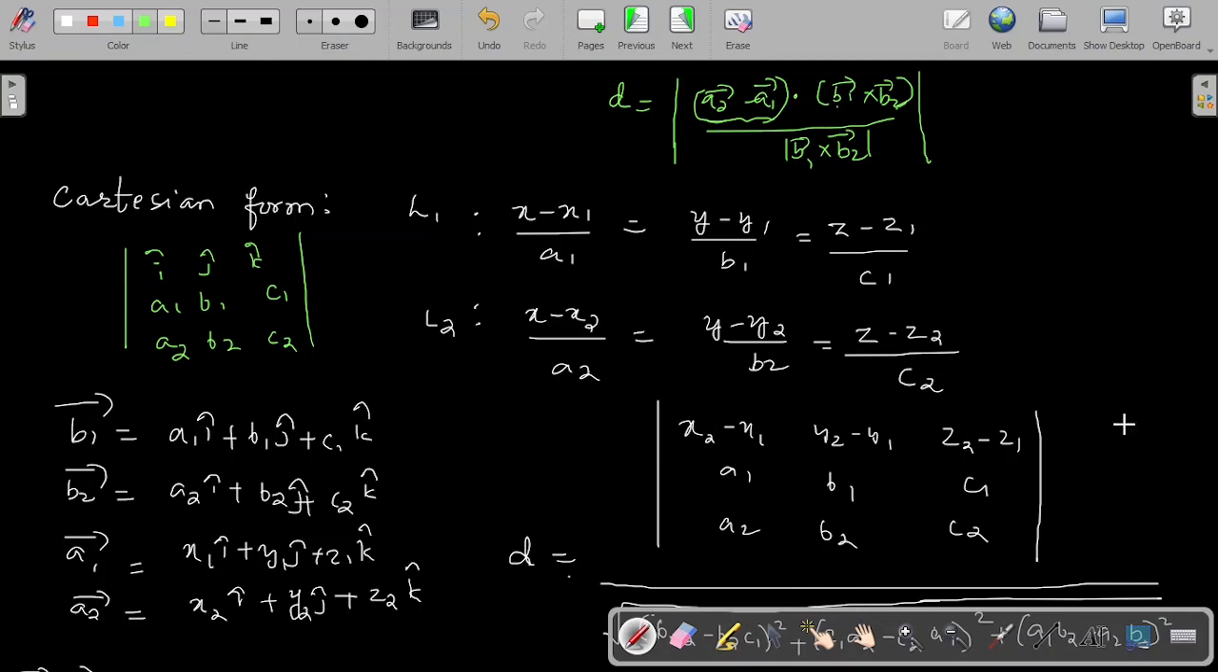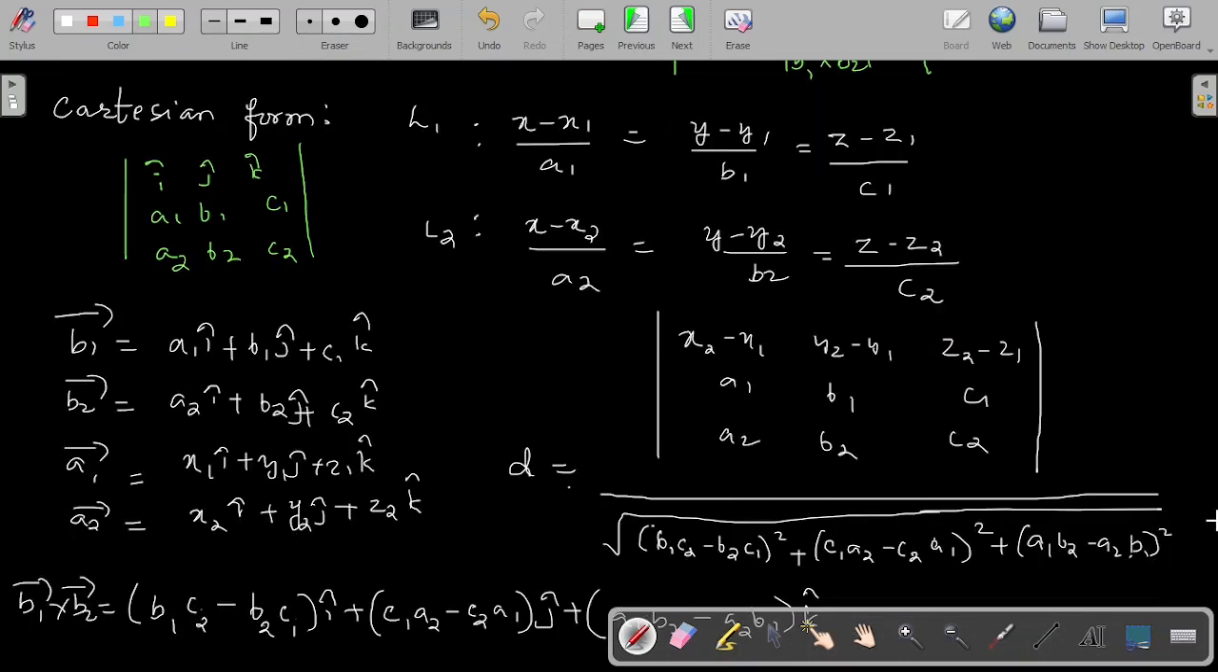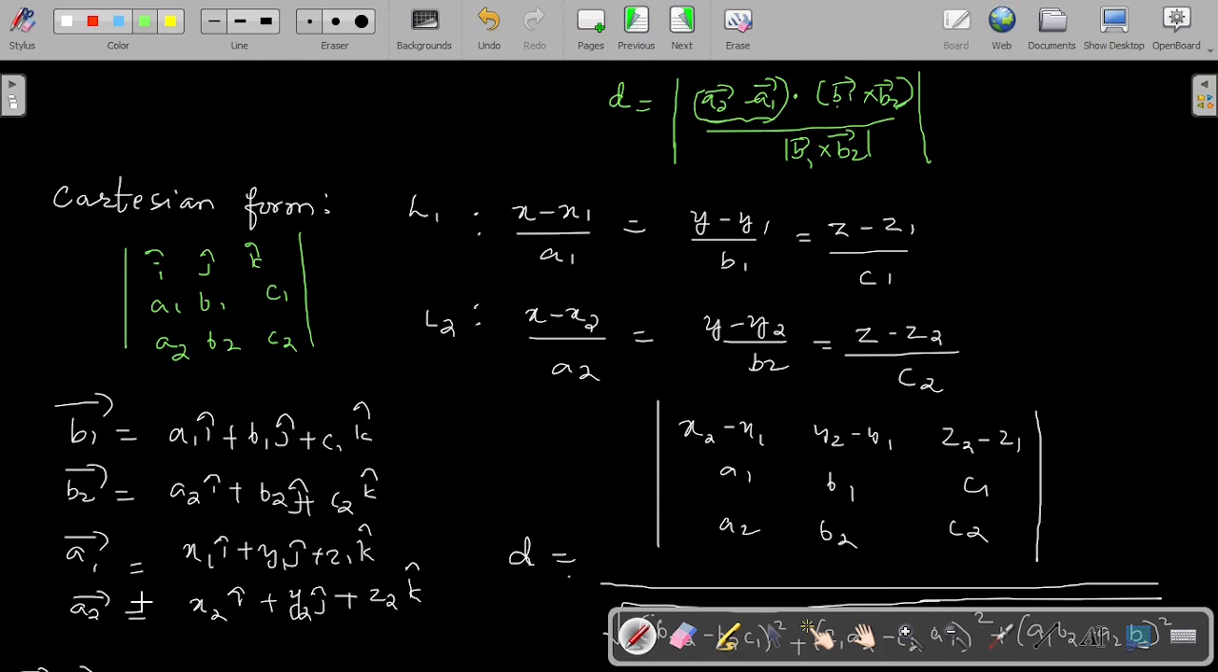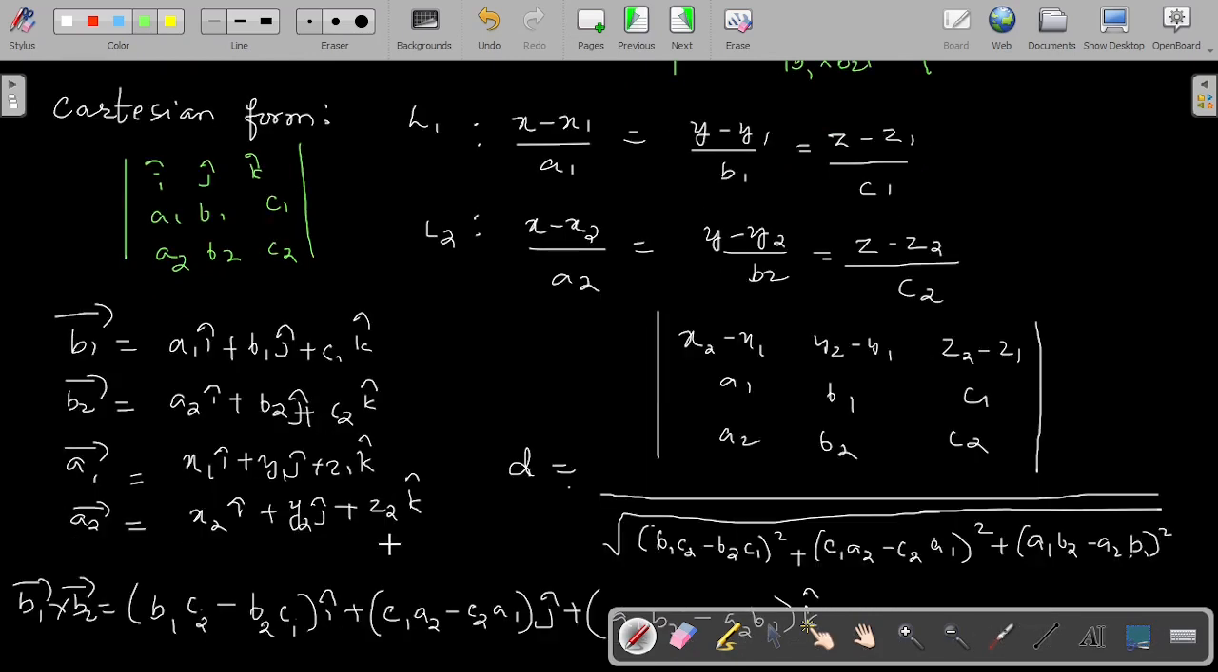Determinant, first row is that. Second row, components of B1: a1, b1, c1. Third row, components of B2: a2, b2, c2. So whole divided by square root of b1 c2 minus b2 c1 whole square. That is because the magnitude of b1 vector cross b2 vector, which is here, is the square root of this value square plus this value square plus last value square. So this gives you the expression for distance between two skew lines in Cartesian form.